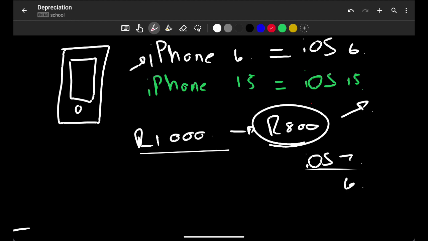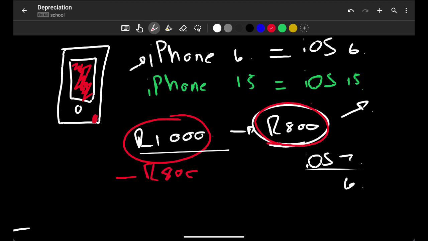Now this one is external. The iOS thing is external. You can't control that. But what if it was something you could control? What if your screen breaks? Is it still worth 1,000 rand? Can you still sell it for 1,000? What if you dropped it and it chipped at the corner there? Can you still sell it for 1,000? So maybe let's say after your screen breaks, it's now worth 800 rand.